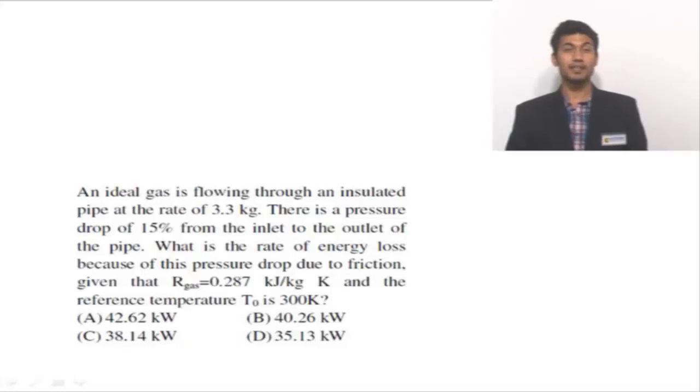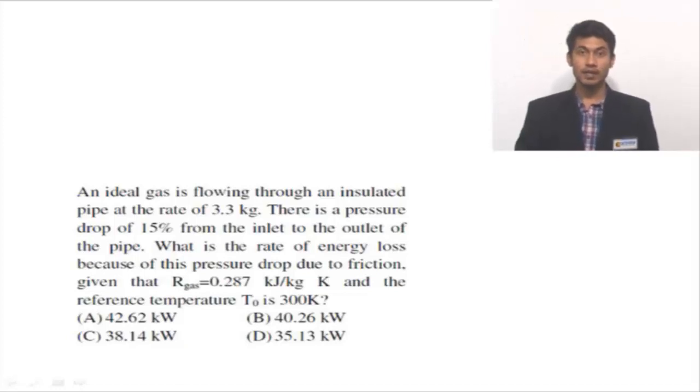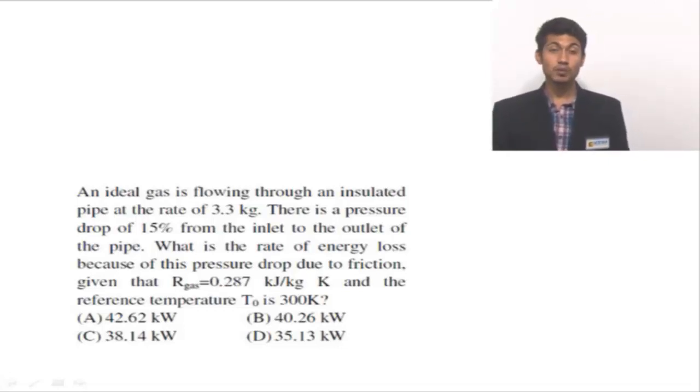The question statement is, an ideal gas is flowing through an insulated pipe at a rate of 3.3 kg. There is a pressure drop of 15% from inlet to outlet of the pipe. What is the rate of energy loss because of this pressure drop due to friction? Given that R, that is gas constant, is 0.287 kilojoule per kg Kelvin, and the reference temperature T0 is 300 Kelvin.